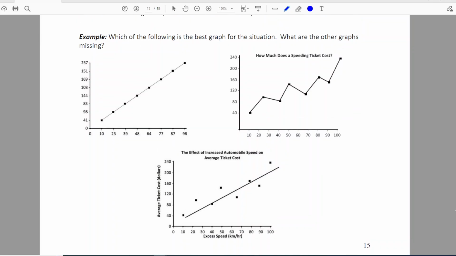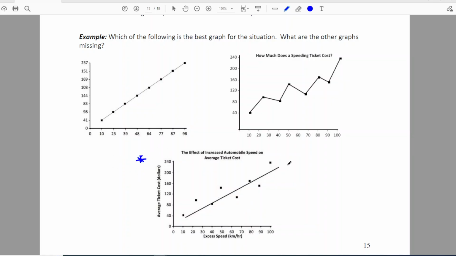One of them is excellent. 2 of them are awful. So first off, let's pick out the excellent graph. Which of these 3 do you think ticks off all the boxes? It has a title. It has my axes labeled. It has an appropriate scale. It has dark dots for your points. It doesn't connect the points. In other words, it has a line of best fit instead. Well, this one. This one's awesome.